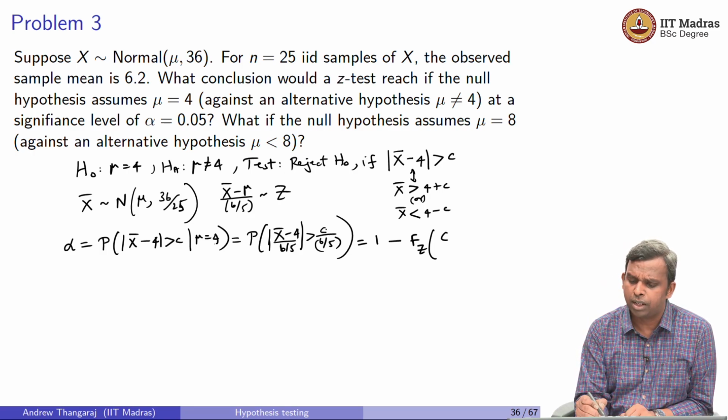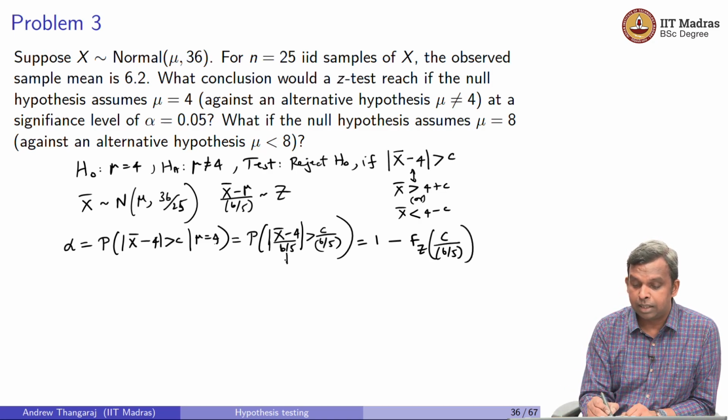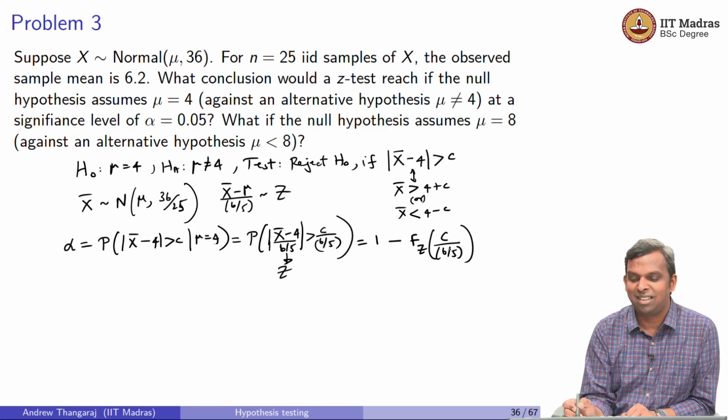So I've done minus 4 here. So C is just C by 6 by 5. Okay, so what's inside this is the normal distribution. So what's the normal distribution? Greater than C by 5, 1 minus Fc of C by 5. Is that okay? Hopefully that's good.